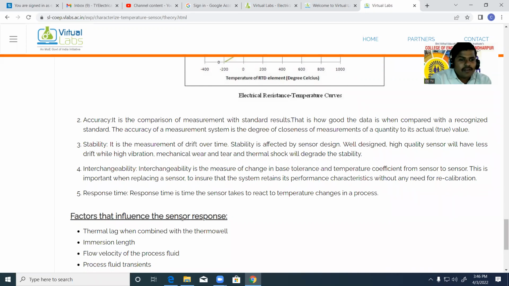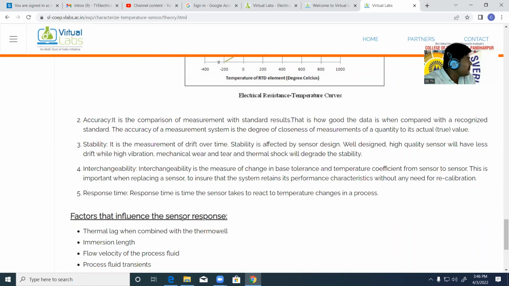See, the accuracy of the measurement system is the degree of closeness of the measurement of a quantity to its actual value. Okay, we measure against the actual value. So how close it is shows the accuracy of that device, or it may be that sensing element. Stability.